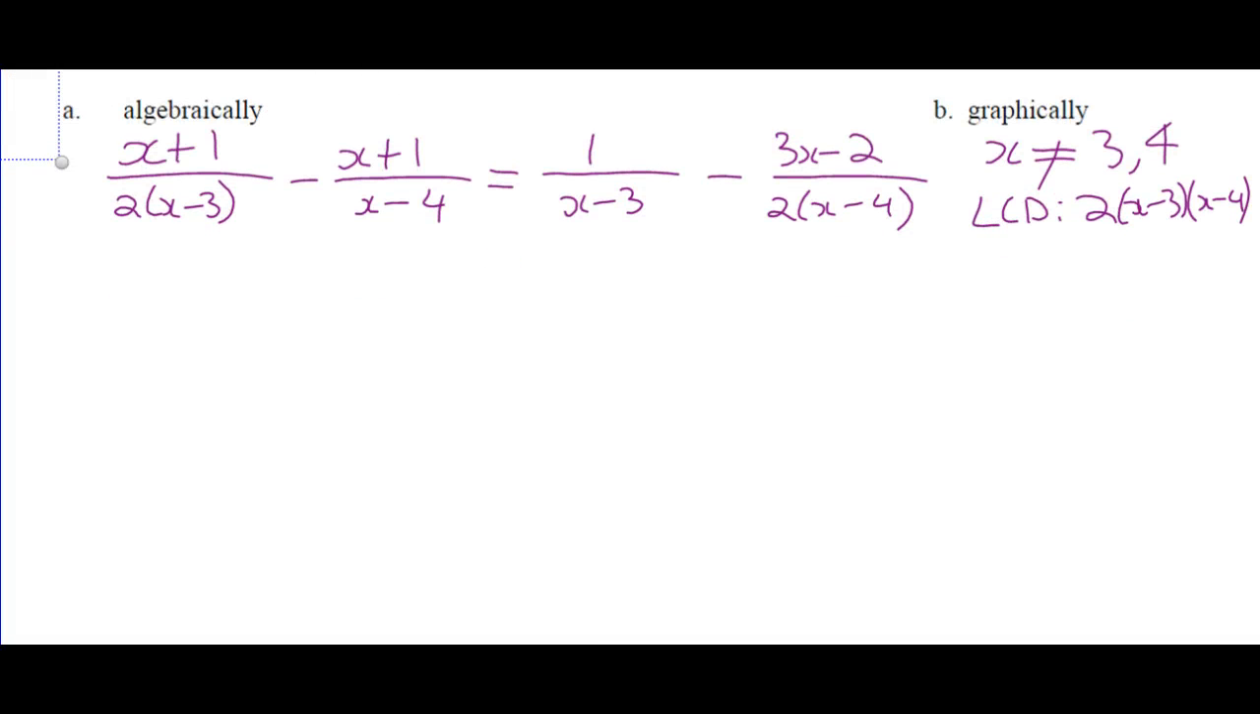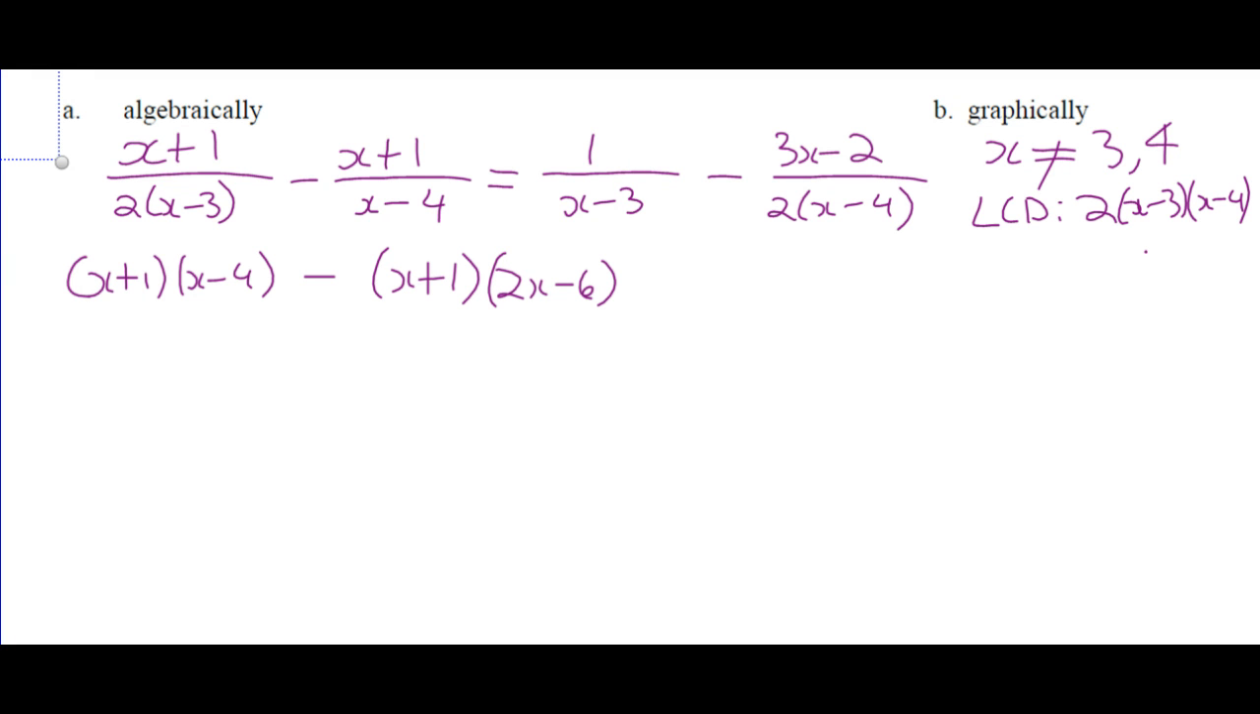The idea now is I'm going to multiply each of these 4 terms by this denominator. When I do that, the first term is going to take out these 2 guys, and all that will be left is x minus 4. So on the first term, I'm going to end up with x plus 1 times x minus 4. On the second term, I've got x plus 1. So I got an x minus 4. So I got a 2 times x minus 3. Let's just write that as 2x minus 6, right?